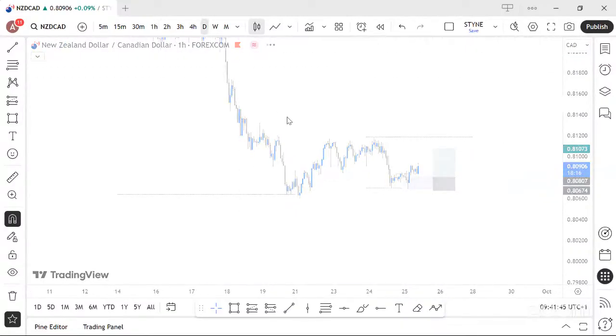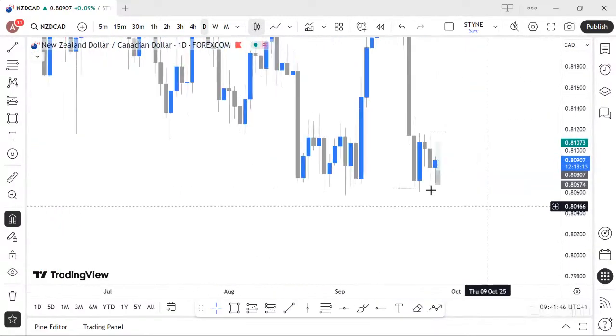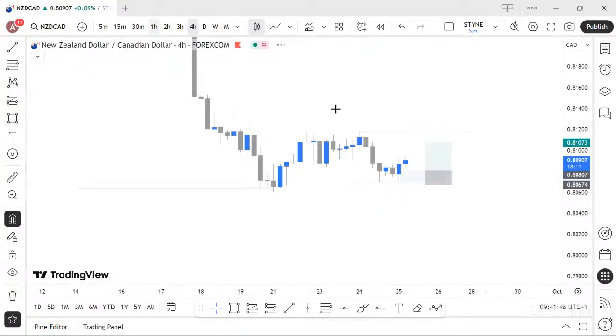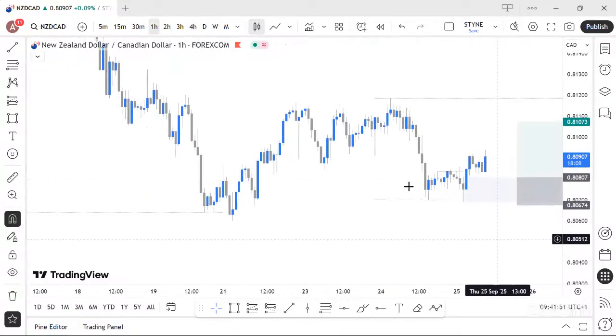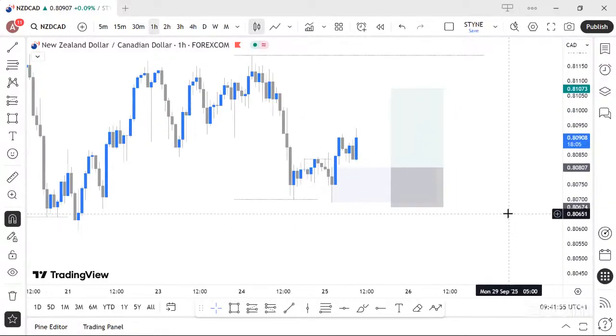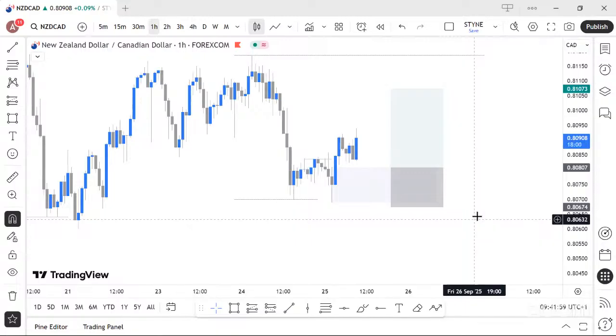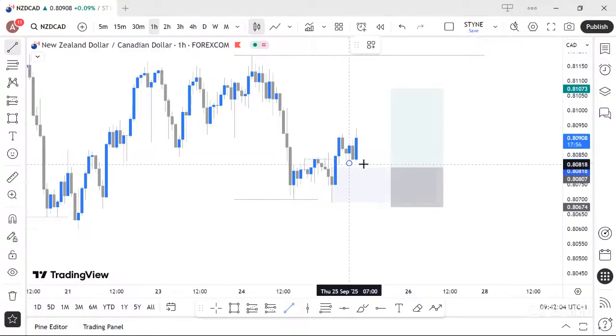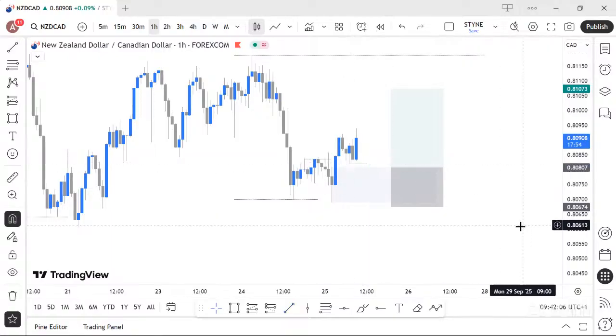All right, but weekly has swept the low, daily has swept the low, 4 hours expanded, 1 hour has given us a fair value gap. So it's not a bad place to look for a trade from. Is that okay? So that's NZD CAD. That's the NZD CAD lookout. This guy now is looking like liquidity for us in this market.